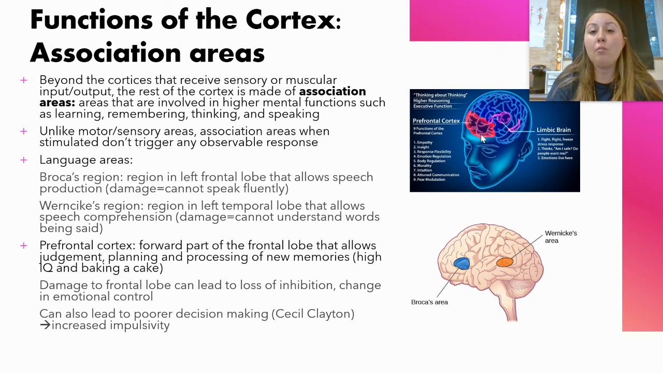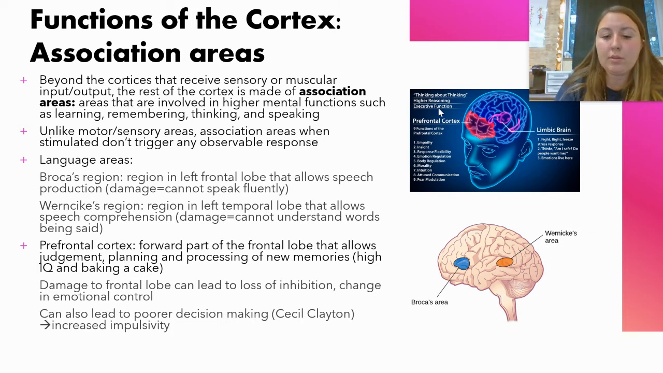It can help you with making moral decisions. And so, for example, if a person had damage to their prefrontal cortex, they might still score high on IQ tests, but if asked to bake a cake, they would not be able to plan out how to do that and carry that action out. Also, damage to the frontal lobe can lead to a loss of inhibition. So you might just say or do whatever without thoughts of how that could have consequences. And there can also be changes in emotional control. Also, there can be poor decision making if your prefrontal cortex is damaged.